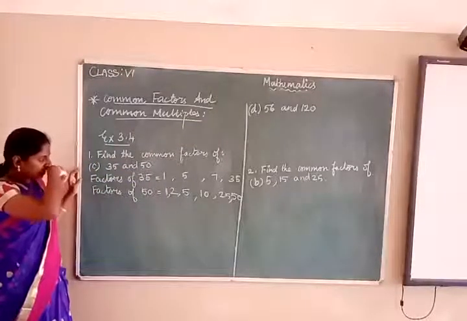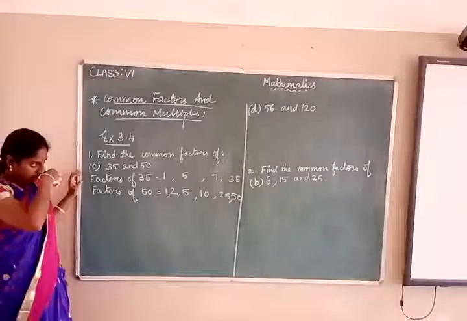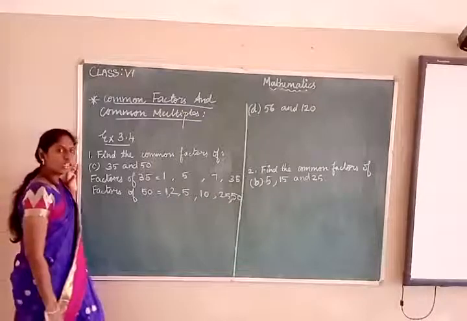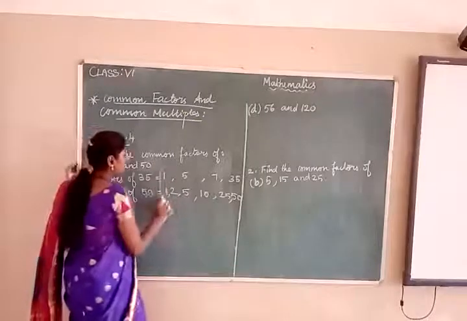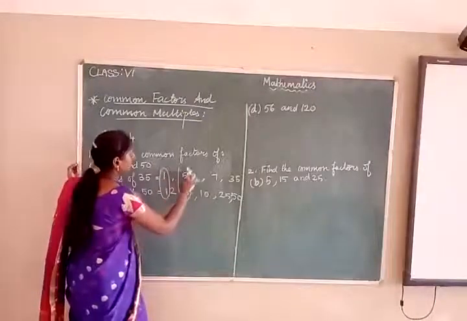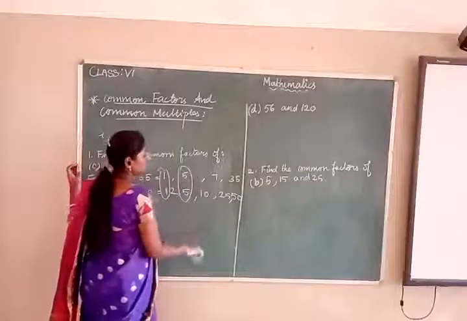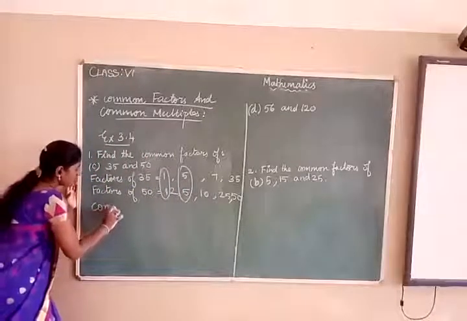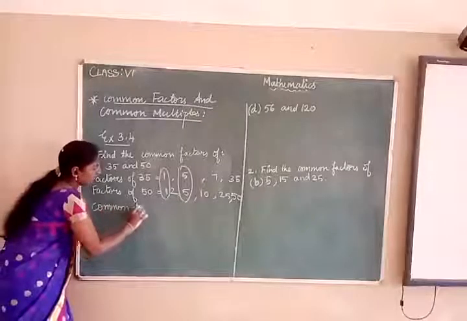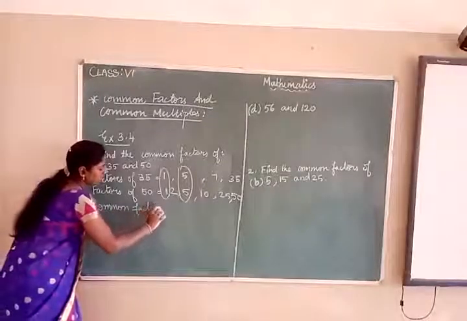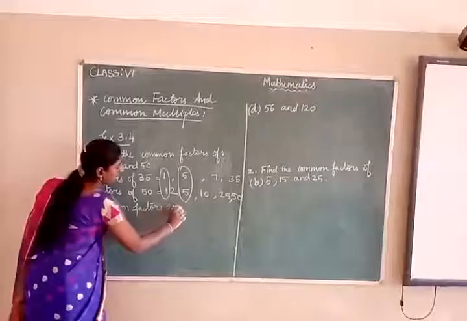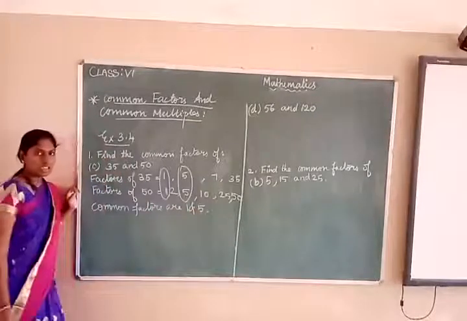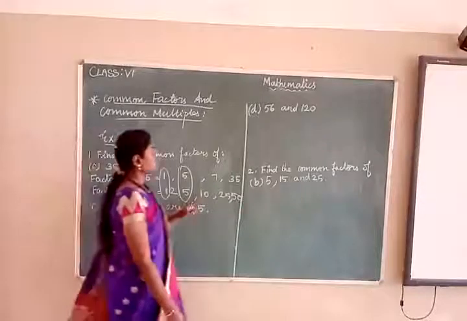So what are the common factors here? 1, 5, then that's all. So the common factors are 1 and 5. Is it clear? So we are going to do the same thing for the next question.